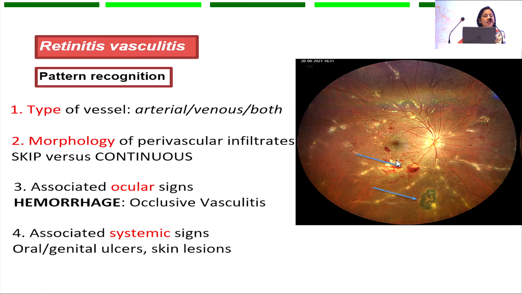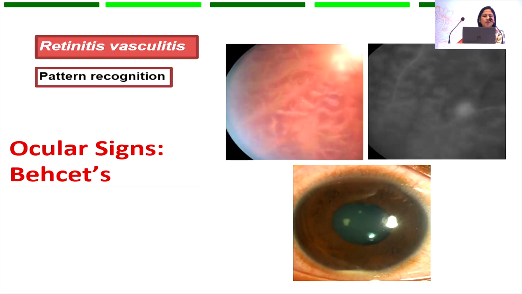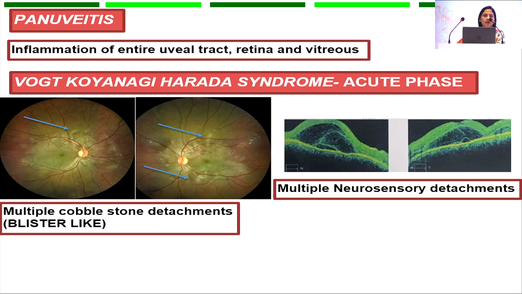We also need to check systemic things like oral and genital ulcers, which are usually associated with Behçet's. Just to mention Behçet's, we have mobile hypopyon, and this ferning pattern which we typically see on FFA, and Behçet's requires expert treatment, so we should better hand it over to the expert.